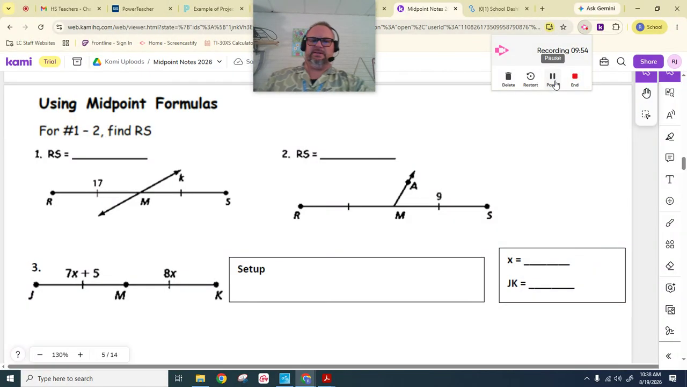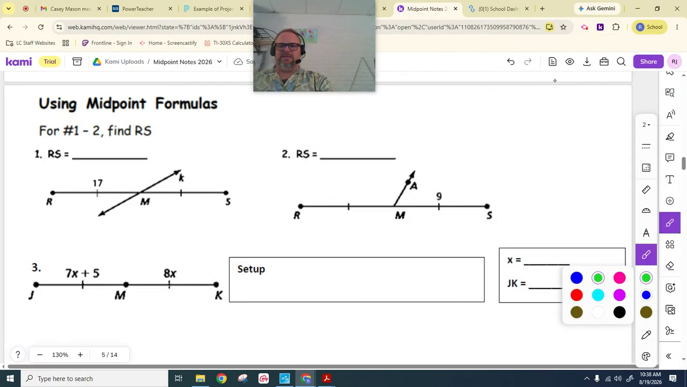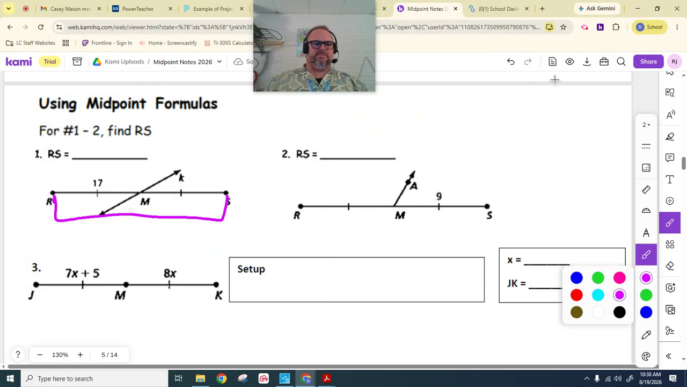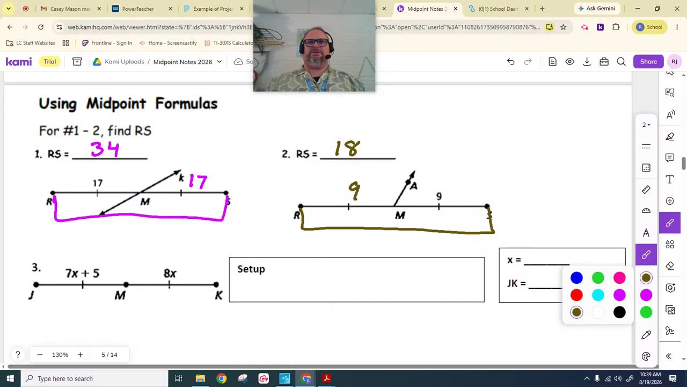All right, so let's go over this because we have more than 3 people who are really lost. All right, so RS is all this. That means this is 17, this is 17, that means this is 34. All right. Number 2, RS is all this. This is 9, this is 9, this is 18. Okay? It may not look exactly like what we were just doing, but it's on the same concept of the whole lesson that we had ahead of time before doing this.